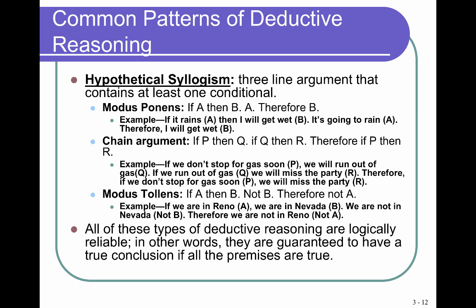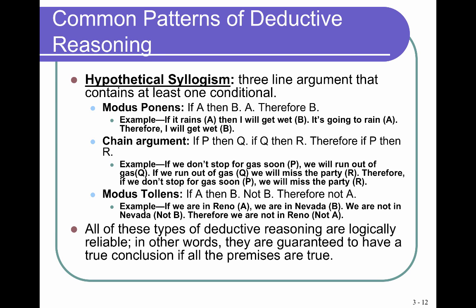First, modus ponens. It has the structure, if A, then B. A, therefore B. So here's the example. If it rains, which is A, then I will get wet, which is B. It's going to rain, A, therefore I will get wet, B. Pretty straightforward.